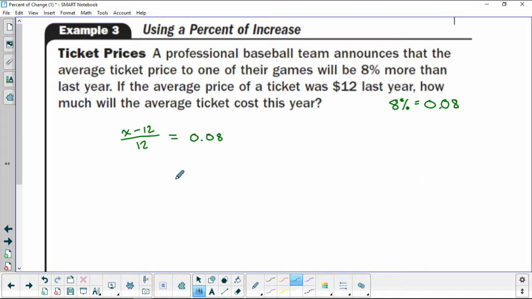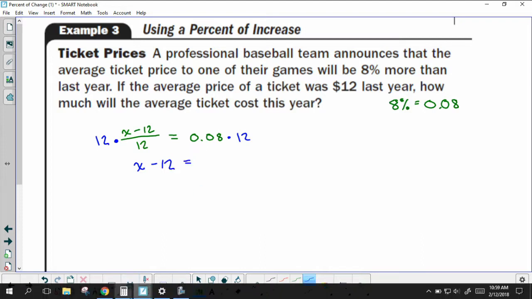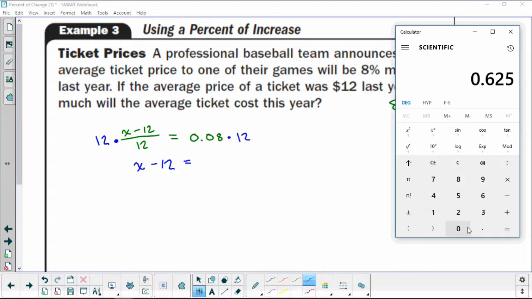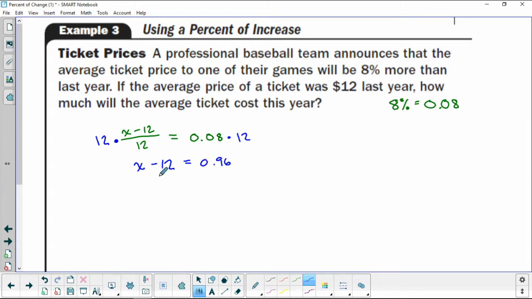So now I have to solve this equation. There's a reason we did this after the solving equations unit. I want to get rid of the 12 on the bottom, so I'm multiplying by 12 on both sides. And I get x minus 12 equals, let's see, 8% of 12. 0.08 times 12 is 96 hundredths. And then I'm going to add 12, and the new price is $12.96 on average.